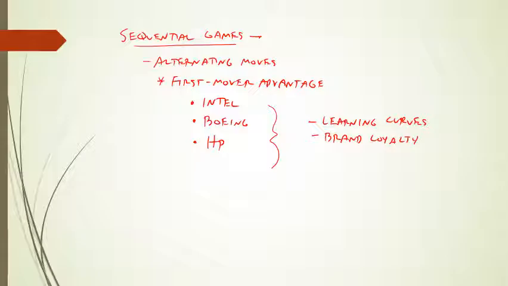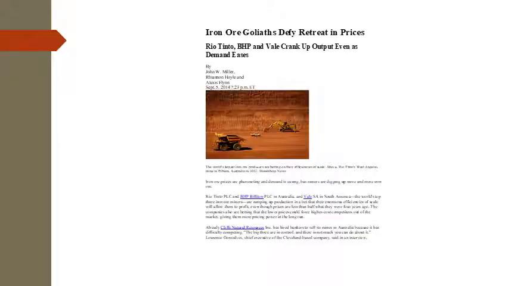Now we can take a look at an example really quickly from the business press. Here we have a set of iron ore companies that are expanding even though prices are retreating. This was a few years ago, but it's a good article to get you thinking about this. I'm going to post this article in Tracks. I only have the first few paragraphs here. It says, iron ore prices are plummeting and demand is easing, but miners are digging up more and more iron ore. So the discussion revolves around these companies expanding production even though demand is falling a bit.